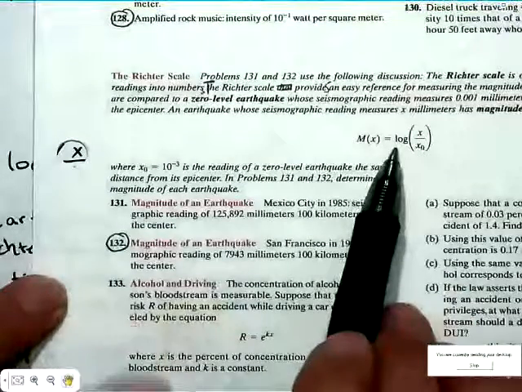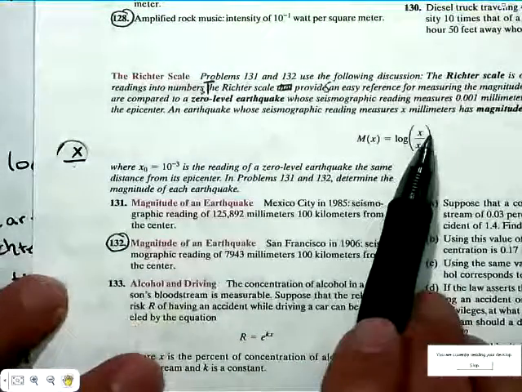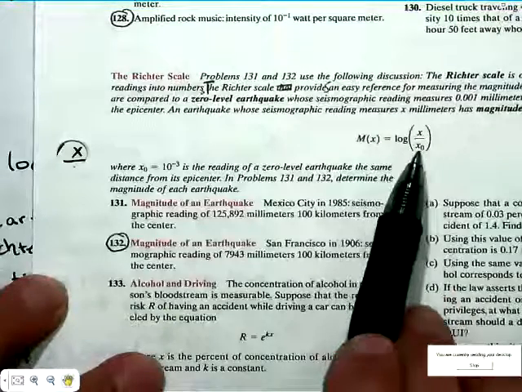Log of 7,943 divided by 10 to the negative 3. That will give you the decibel rating. You don't have to solve for X.